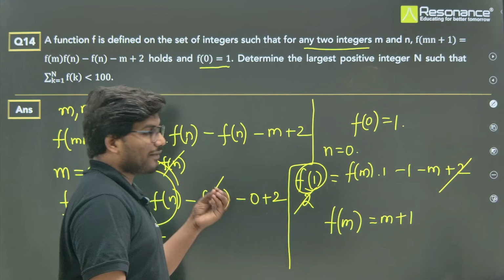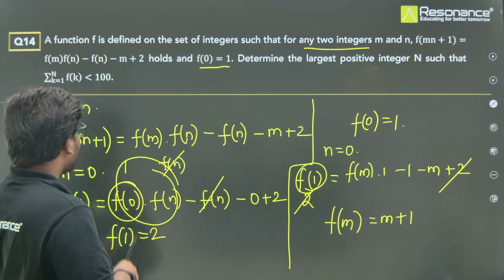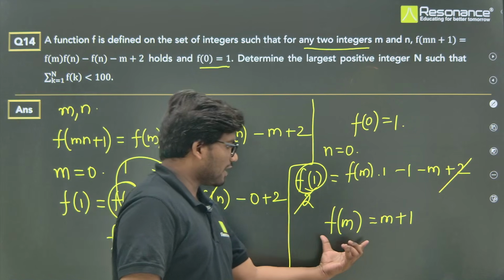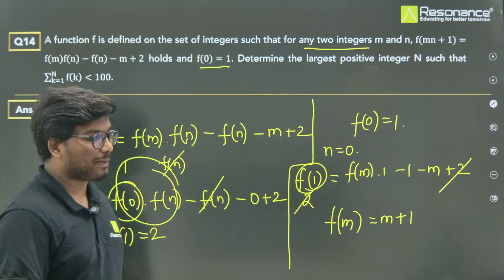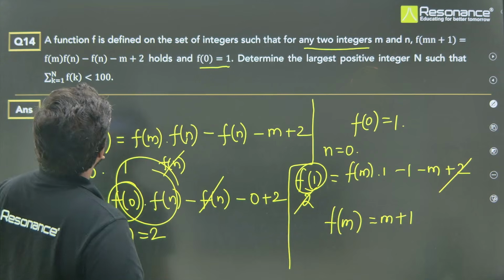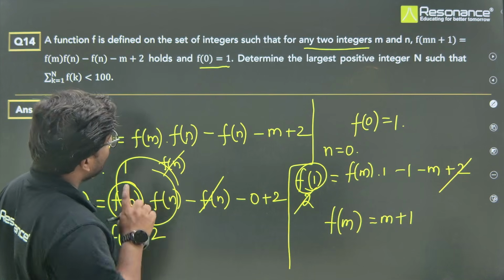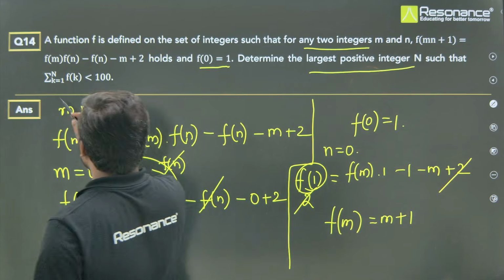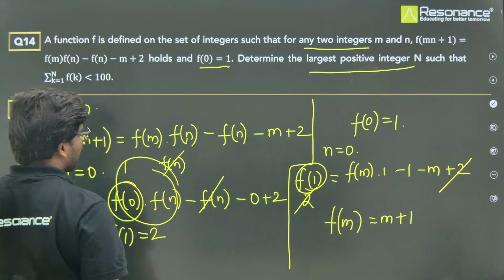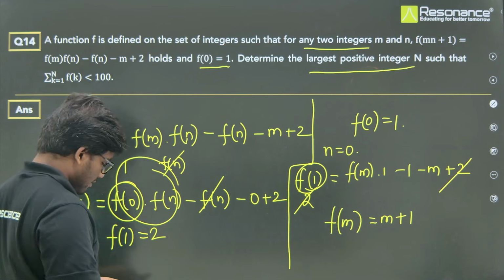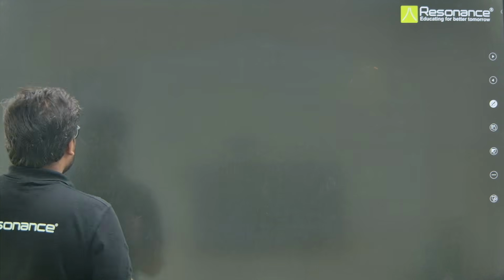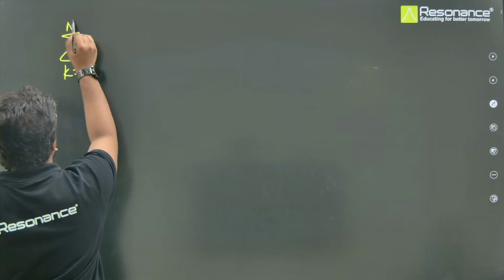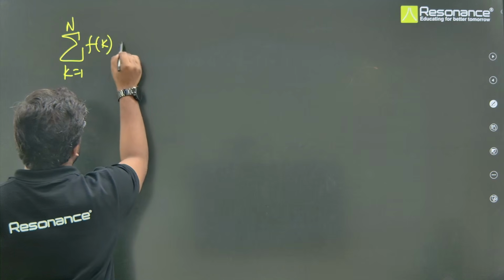Alright, so we just solved the functional equation. The solution of the functional equation just became f of m is m plus 1 for all integers. Now, to get to the second part of the question: determine the largest positive integer n such that the summation of f of k from k is 1 to n is less than 100, which indicates sigma k is 1 to n, f of k is less than 100.